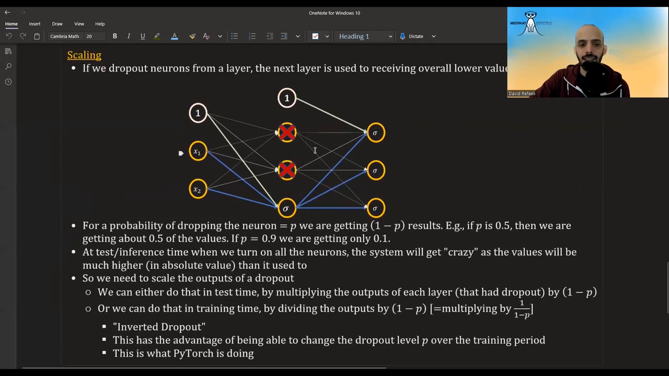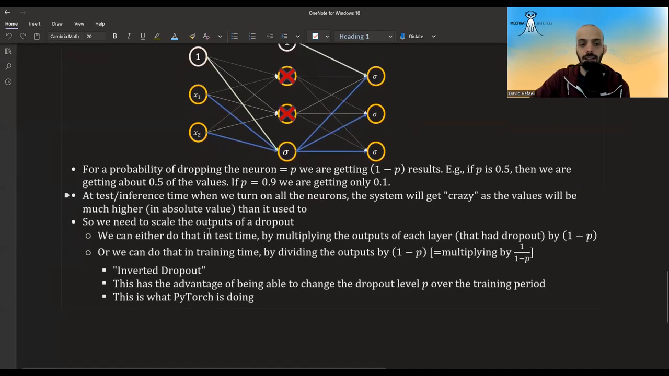So we need to scale the outputs of a dropout. We can either do that at test time by multiplying the outputs of each layer that had dropout by 1 minus P. So again, if P was 0.9, then at test time, we are multiplying the outputs of this layer by 0.1. Or we can do what is called inverted dropout. Instead, at training time, we'll be dividing by 1 minus P, which is the same as multiplying by 1 over 1 minus P. So already at training time, we are telling it, hey, scale up the outputs of this layer so that the next layer at test time will be used to the magnitude of the outputs that it will have. This is called inverted dropout.